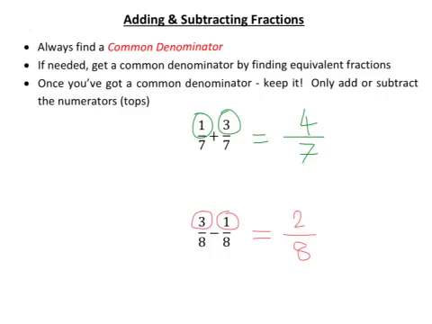Now we should always be on the lookout for whether we can simplify final answers. So 2/8, I know, can be divided. 2 on the top divided by 2 is 1. And 8 divided by 2 is 4. So 2/8 is 1/4.